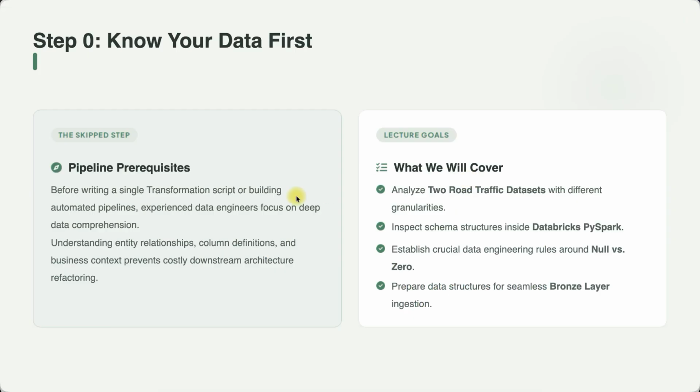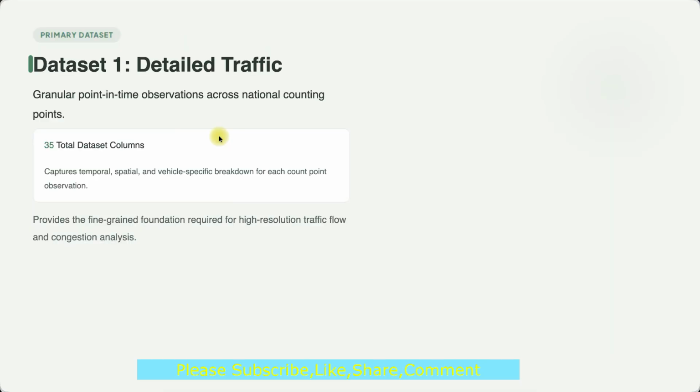Before building a data pipeline, there is one important step that many beginners skip, and that is understanding the data. Before we write a single transformation, we should know what the data represents. So in this video, let's explore our two traffic datasets. Let's start with the detailed traffic dataset. This dataset contains 35 columns.